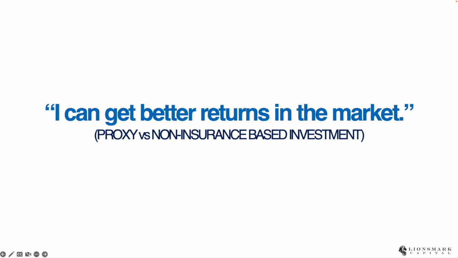And then the last objection we might get here is that, well, I can get better returns in the market. We don't think that the life insurance death benefit IRR is going to be as good as if we invest it in the market. Well, okay, math doesn't care about your feelings. Math only tells you the truth, and historical math is indisputable.